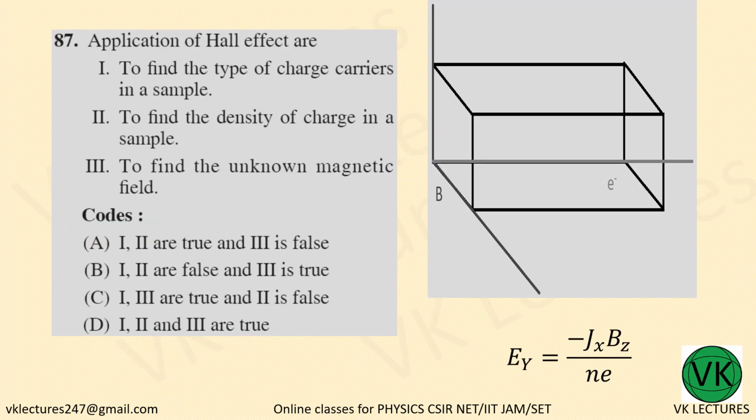Application of Hall effect. Before going into this question, let us understand what the Hall effect is. This is your Z axis, this is your X axis, and this is your Y axis. Here you have a metal or any object. You have applied a potential such that the electrons are moving in this direction, and your current will be in the opposite direction.